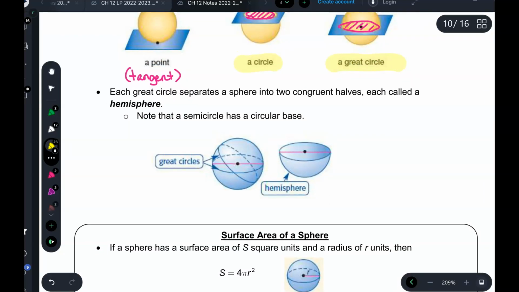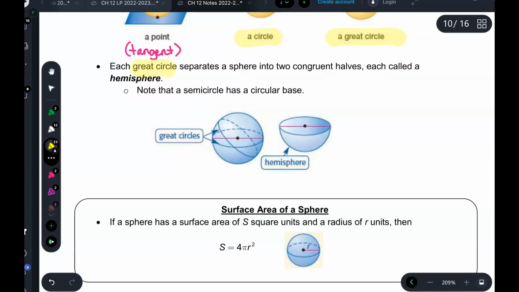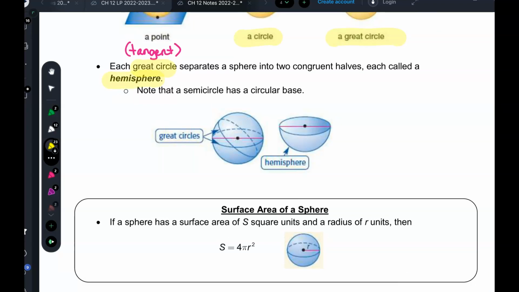Okay. So if we have a great circle, think equator. You know how you learn latitude and longitude, so latitude is like this and longitude is like that. If it goes right through the center, it divides the sphere into two hemispheres. Anytime you have that right through the center, you have a hemisphere.